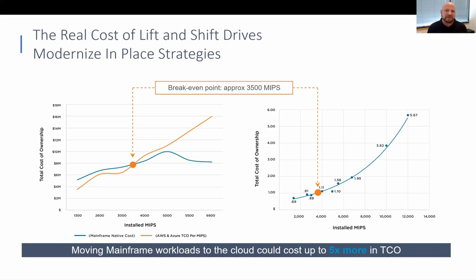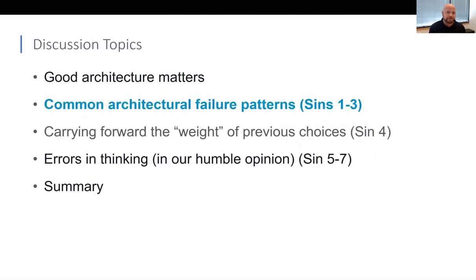So we want to make sure that the cost of the mainframe remains as low as possible. And looking at the trend curves, cost continues to go lower per MIP. One way we can do this is by looking at how we can optimize integrations with mainframes and applications. And that's where we're coming in today. So let's get started with the first set of sins. Failure patterns.